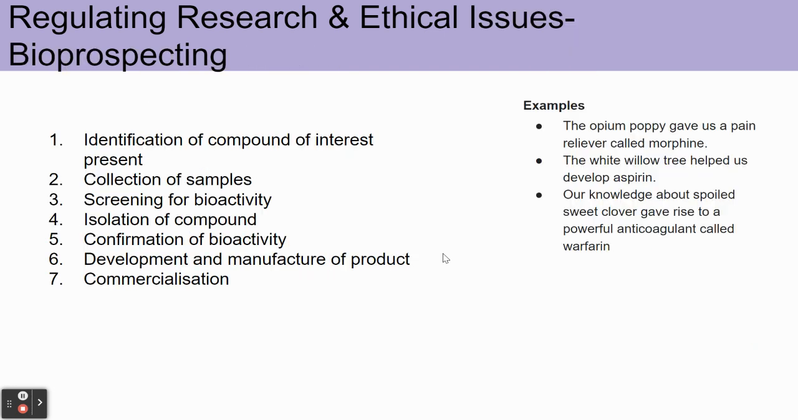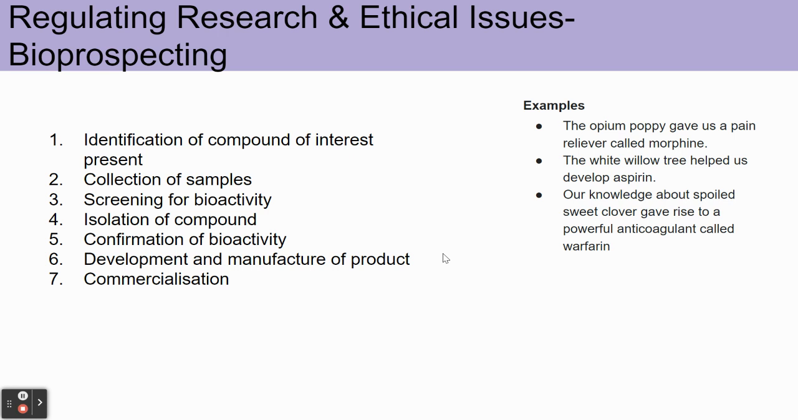In terms of the process, there are 7 steps here. So the idea is that the compound of interest is identified, samples are collected, they screen for bioactivity, isolate the compound, confirm its bioactivity, and then they go into the development and manufacture for commercialization.